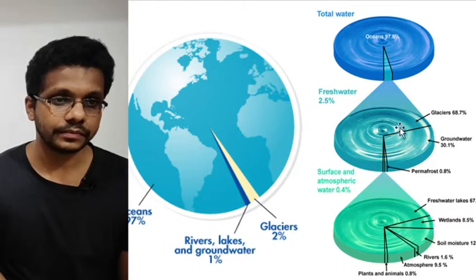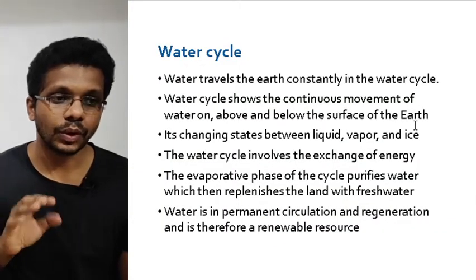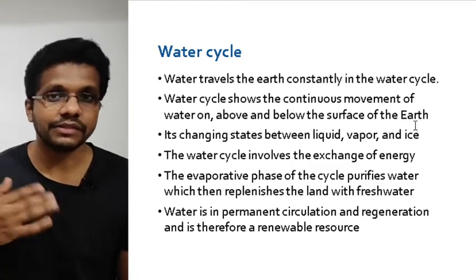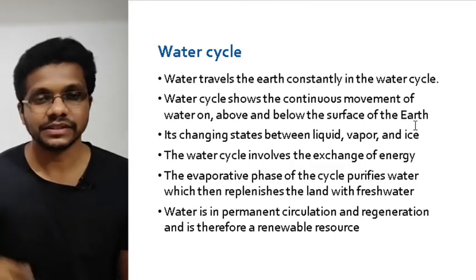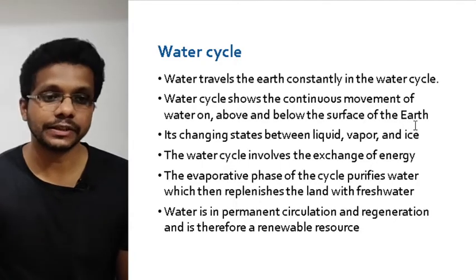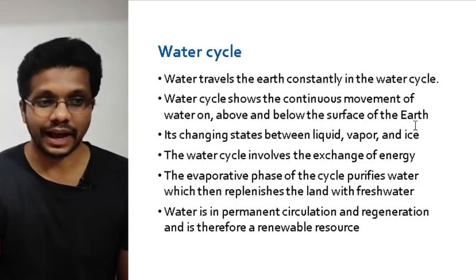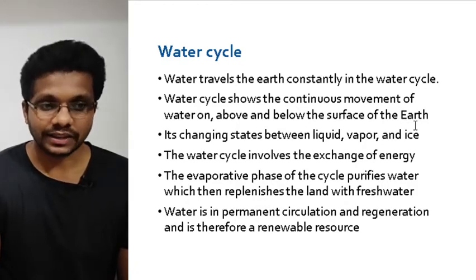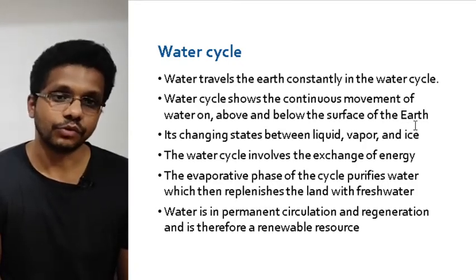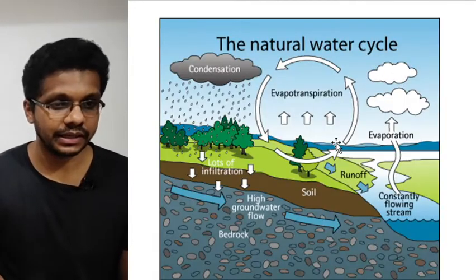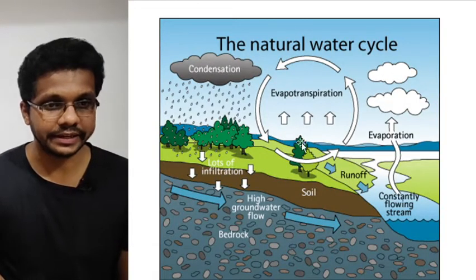So, the water cycle. The water cycle is the way in which water changes its forms, and it is globally distributed. Water exists in different forms: in liquid form, in vapor form, and in ice form. And the water cycle involves the exchange of energy. Schematically, we can see the water cycle here.